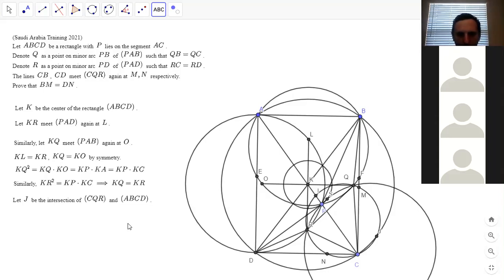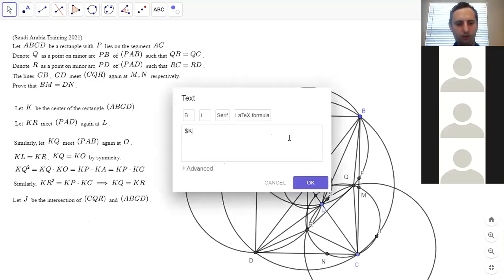So triangle KRC will be equal to triangle KQJ, right? KQJ and KRC, we want to show are congruent. We have KR equal to KQ and KJ is equal to KC. How do we know KJ is equal to KC? Because K is the center. So KR equals KQ and KC equals KJ. Then for the angles.